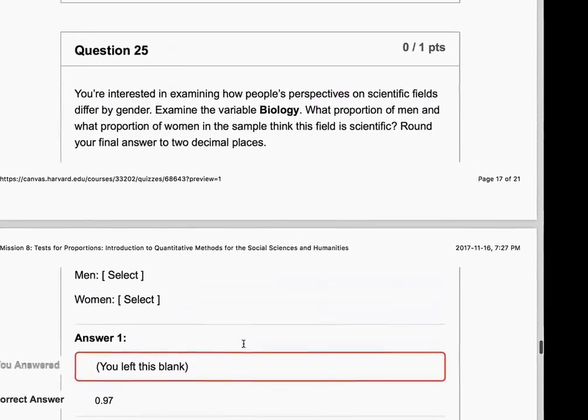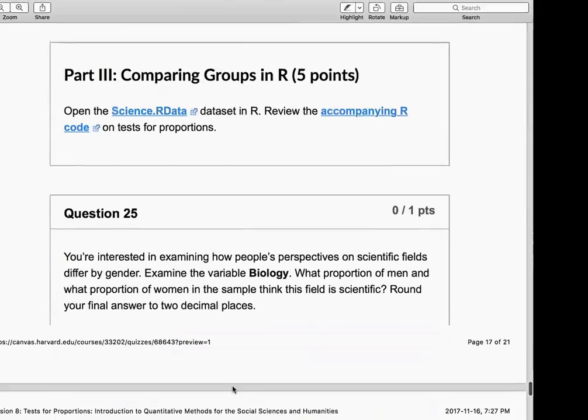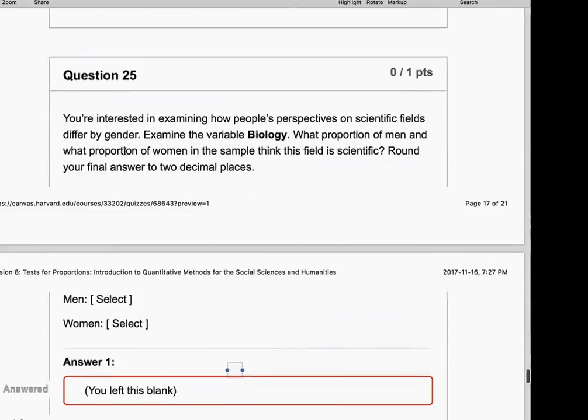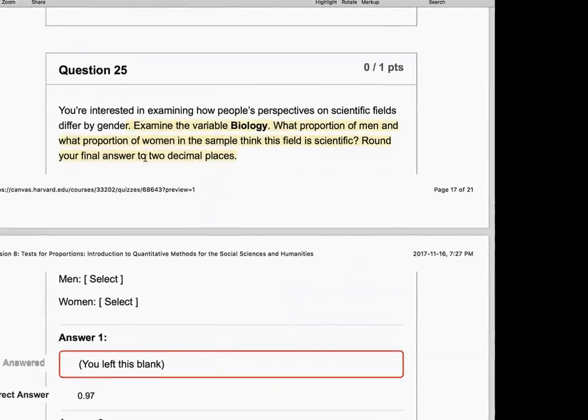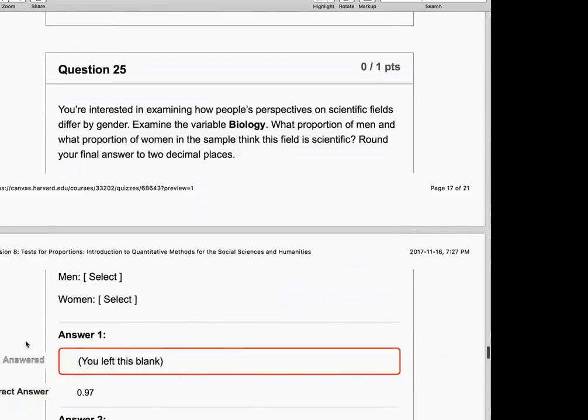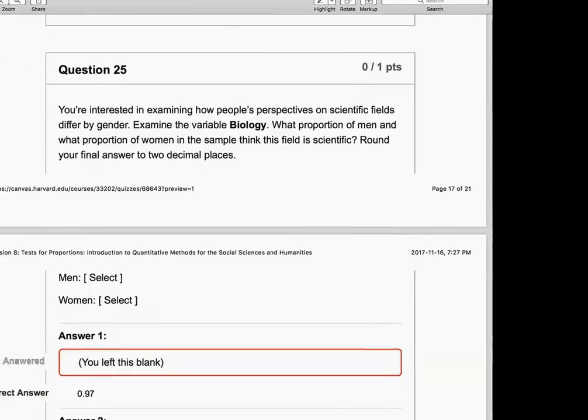You'll see that for question 25, for example, the first question in part 3, we ask you to compare the proportion of men and women. I just want to let you know that you don't have to have an exact rounded answer if you write them in, but it should be relatively close. You should not get an incorrect answer if it's within rounding error. If you do, please raise a fuss.